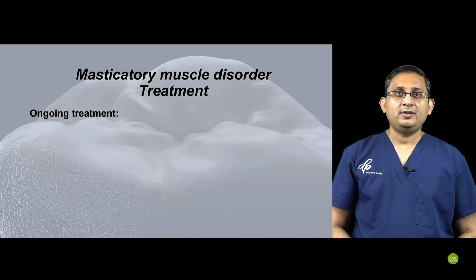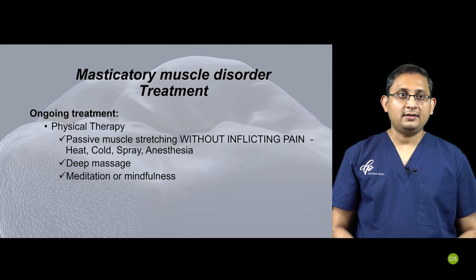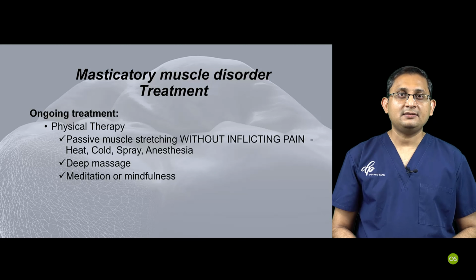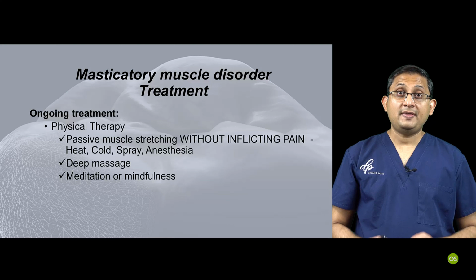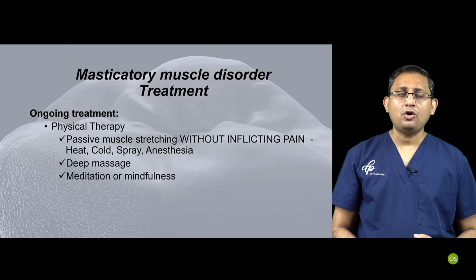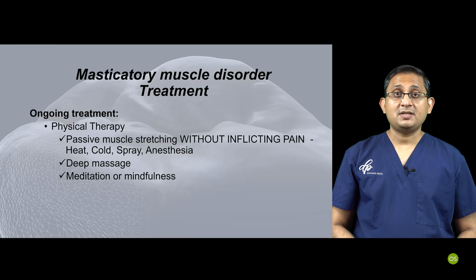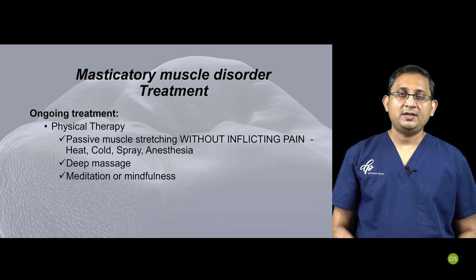So what are the ongoing treatments you can do? The first treatment you can suggest is physical therapy, which involves passive muscle stretching without inflicting any pain. Now, how can you do that without inflicting pain? You can use heat, cold, spray, or analgesics. There is no real evidence on whether heat or cold works better. For some people heat works better, for others cold works better. Ask the patient to try both and see what works.